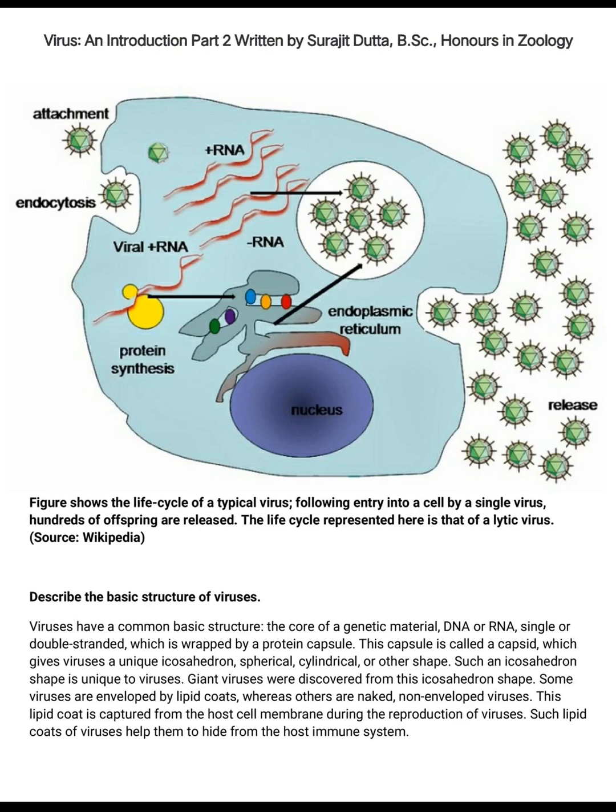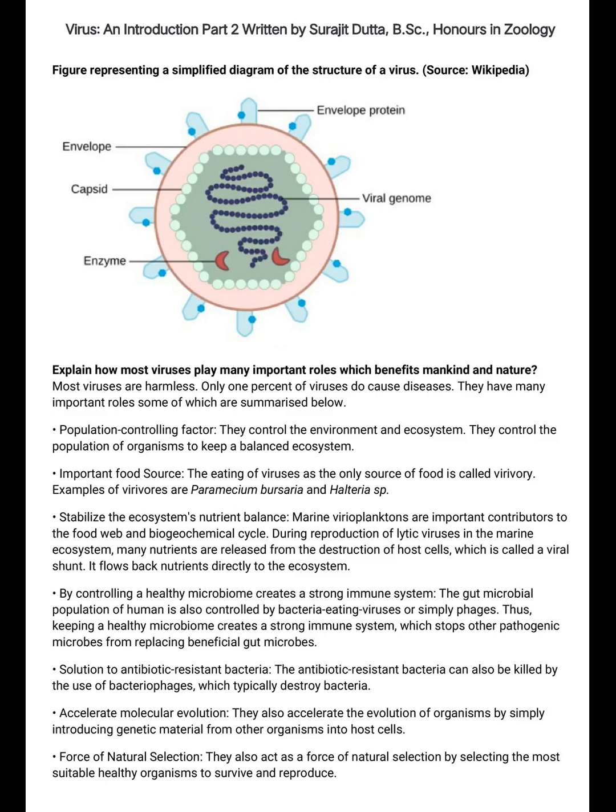Some viruses are enveloped by lipid coats, whereas others are naked, non-enveloped viruses. This lipid coat is captured from the host cell membrane during the reproduction of viruses. Such lipid coats of viruses help them to hide from the host immune system. This figure represents a simplified diagram of the structure of a virus.